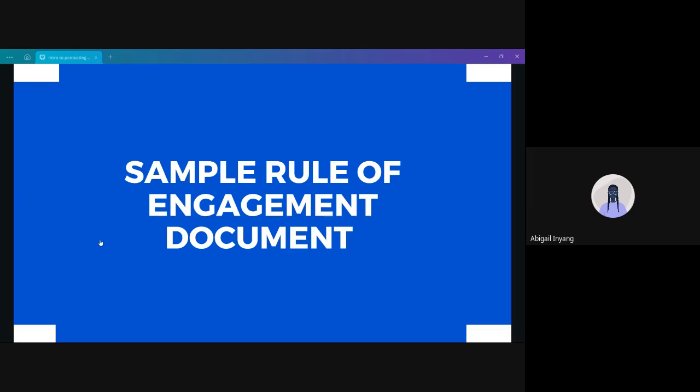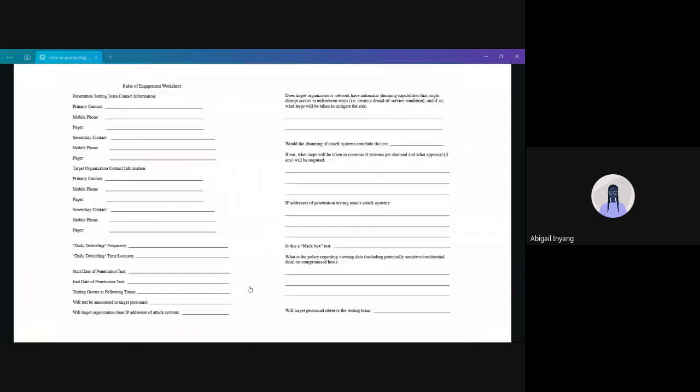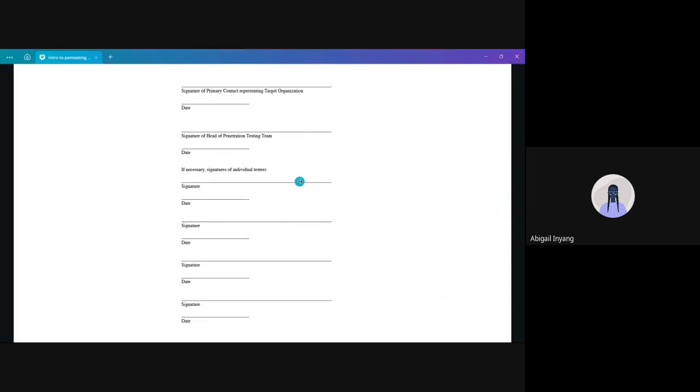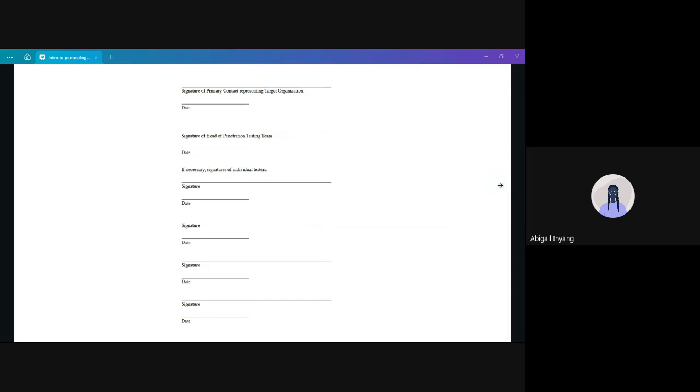Yeah. So I'm going to show us what a rule of engagement document looks like. A rule of engagement document is one of those documents that are signed during the pre-engagement phase. In the rule of engagement document, you have things like what you should test in the company. It's a document that shows you the list of things you're to test. The primary contact, the company's mobile phone, the pager, the secondary contact, everything about the company is in the rule of engagement. The networks, when your pen test should start, when it should end, the signature. So this is what binds you and the company together, this rule of engagement document.